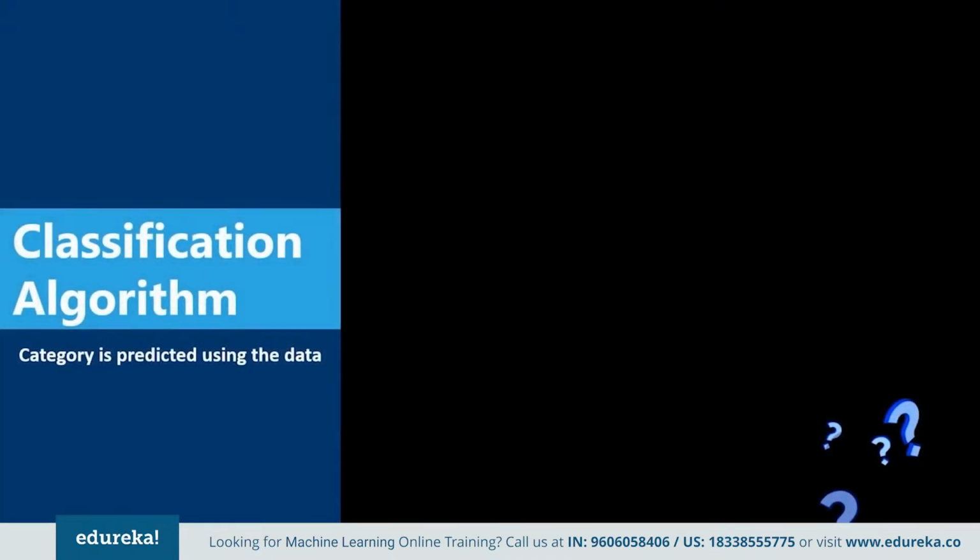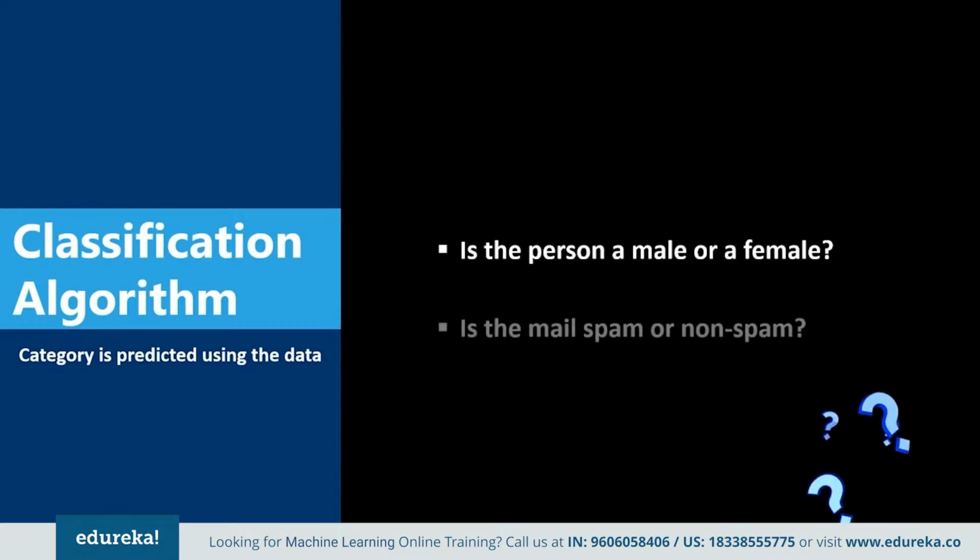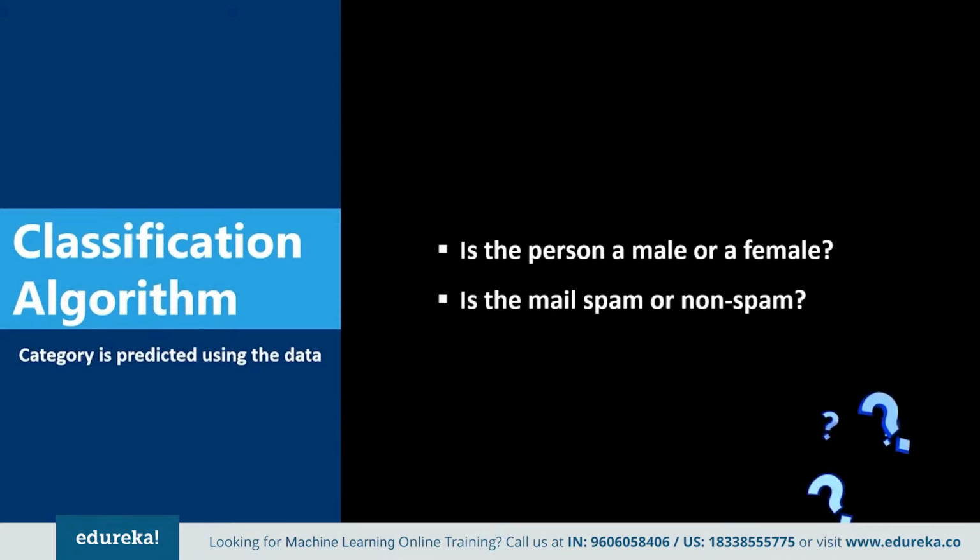So the first is the classification algorithm, where the category is predicted using the data. If you have a question like, is this person a male or a female? Or is this mail a spam or not a spam? Then this category of question would fall under the classification algorithm. Classification is a supervised learning approach in which the computer program learns from the input given to it and then uses this learning to classify new observations. Some examples of classification problems are speech recognition, handwriting recognition, biometric identification, document classification, etc. Shall we move ahead?